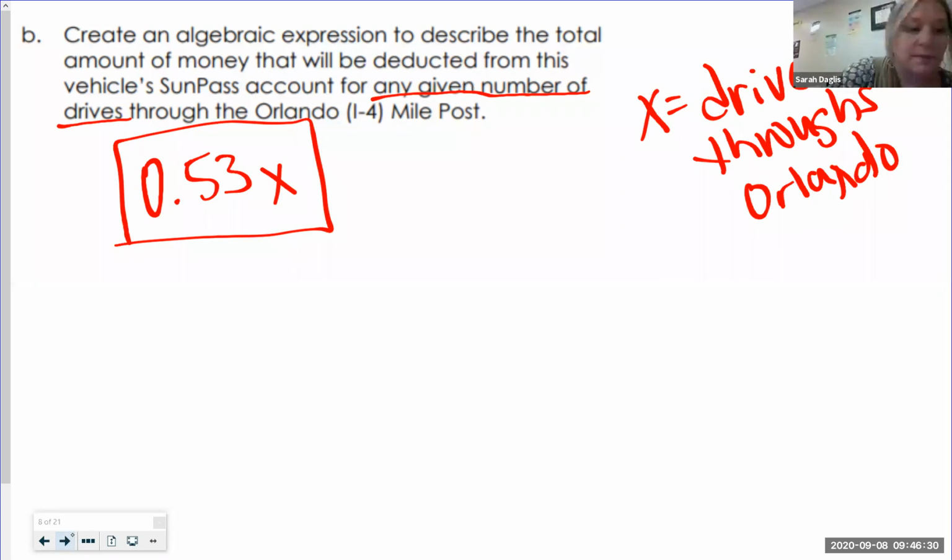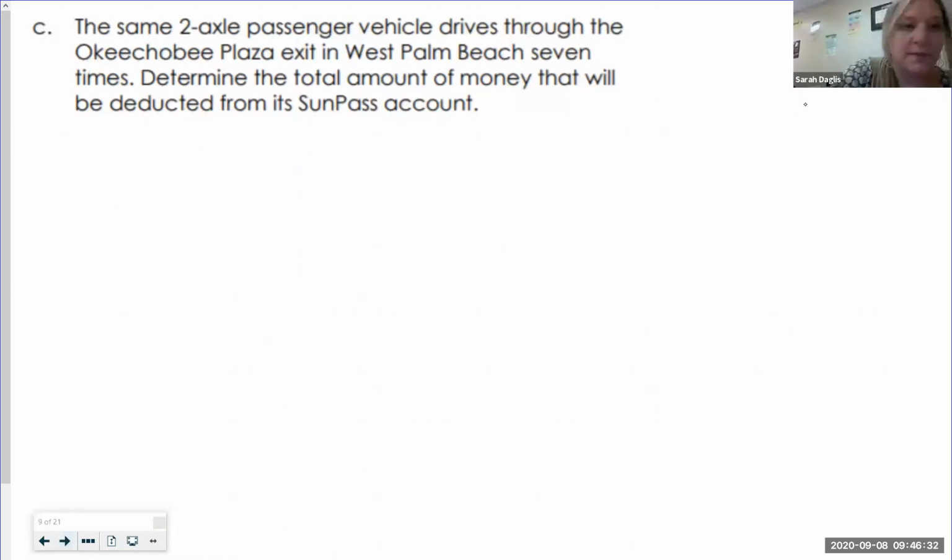Part C, the same car, so the same 2-axle passenger vehicle is going to drive through the other exit. I'm new to Florida, so I know I can't pronounce it. Okeechobee Plaza exit in West Palm Beach 7 times. Determine the total amount of money that will be deducted from the SunPass account.